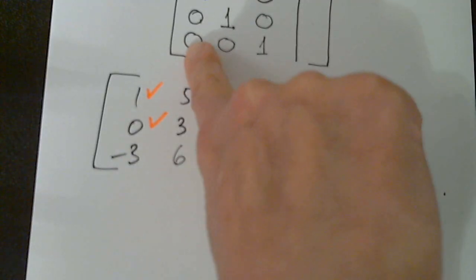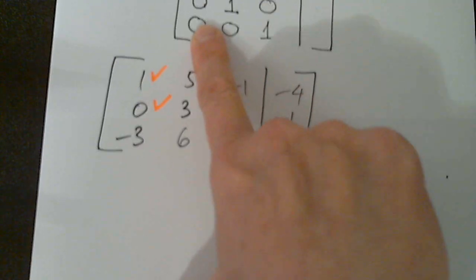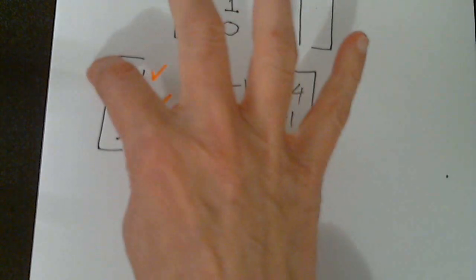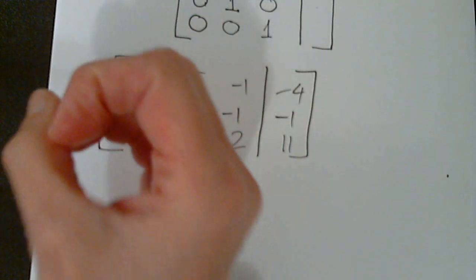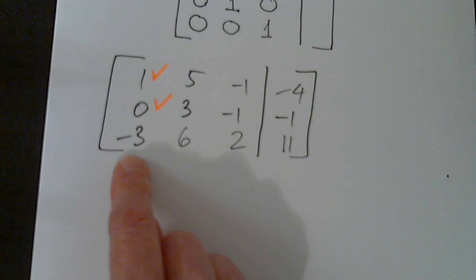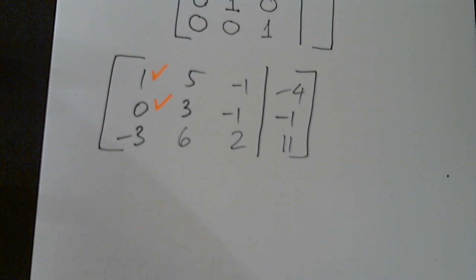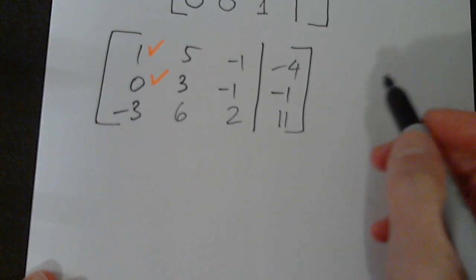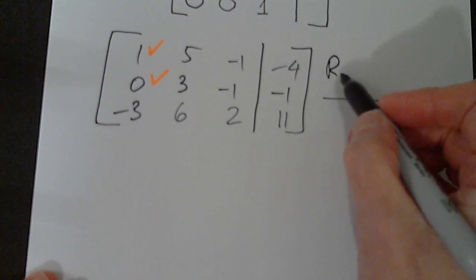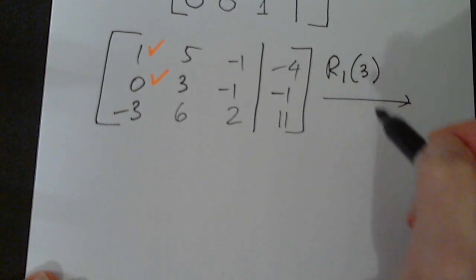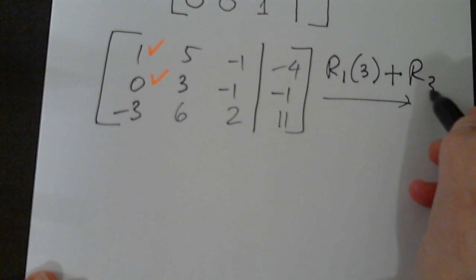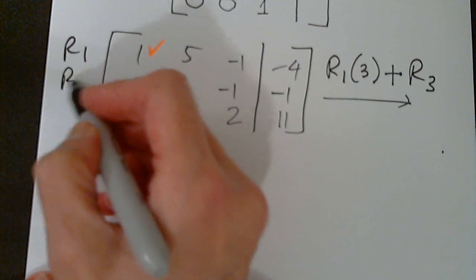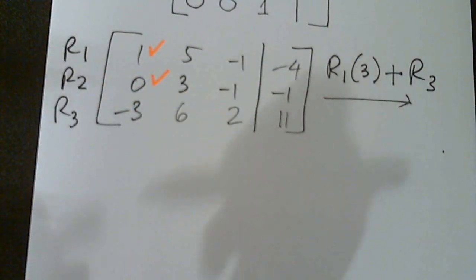I need to get a 0 here. In order to get a 0 here, I have to use this row, multiply it by 3, and add it here so I can get the 0 right here. So I'm going to make myself a note so I don't forget what I'm doing. I am multiplying row 1 by 3, and I'm adding the result to row 3. This is row 1, this is row 2, this is row 3.